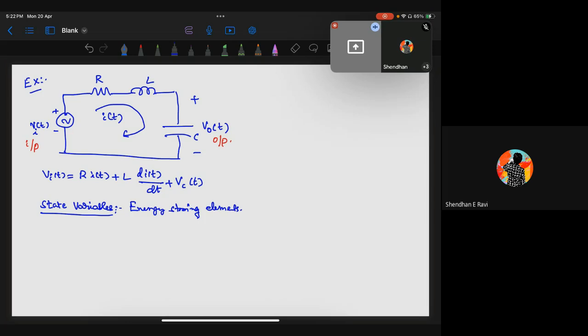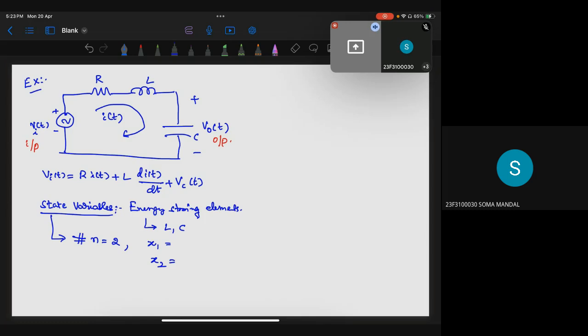What are the energy storing elements here? Inductor and capacitor. Am I correct? Yes, sir. So in that case, the number of state variables is 2. This is the first step: the number of state variables. Then what are the state variables? Let's say state variables x1 and x2.